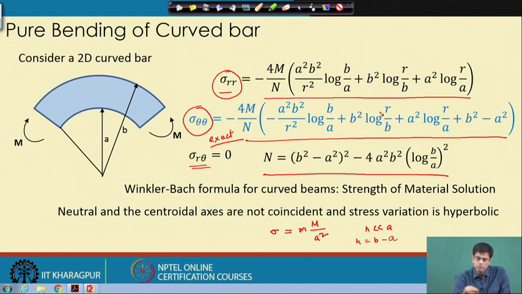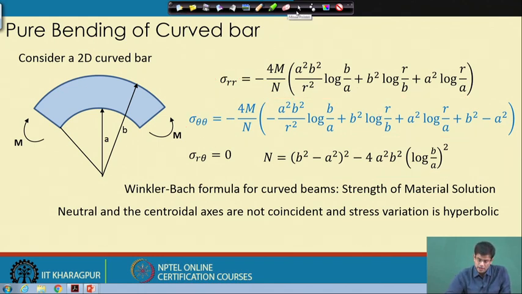You see, only sigma theta theta we can compare with the usual Winkler-Bach formula from the strength of materials solution, but we also got sigma rr, the variation of the stresses along the radial axis. So, this gives you better insight into the problem via the theory of elasticity approach. I stop here today, and I will continue with the derivation of the displacement for pure bending in the next class. Thank you.